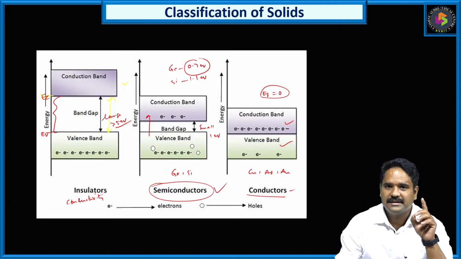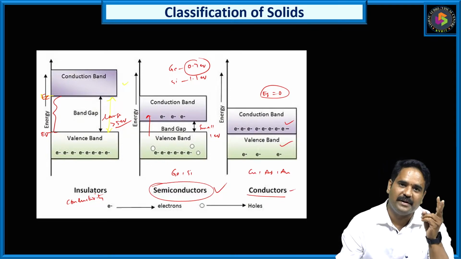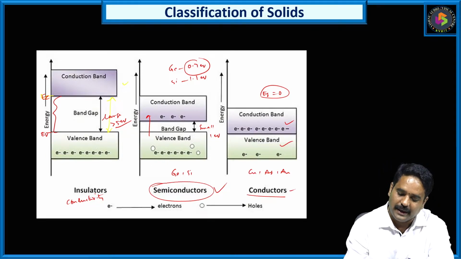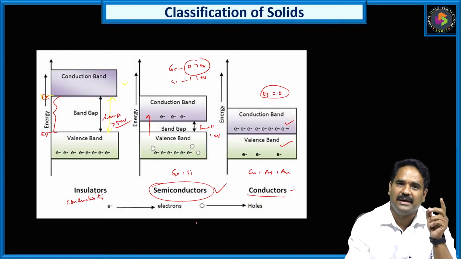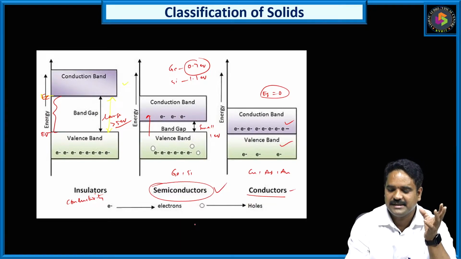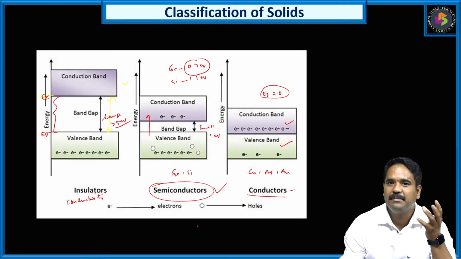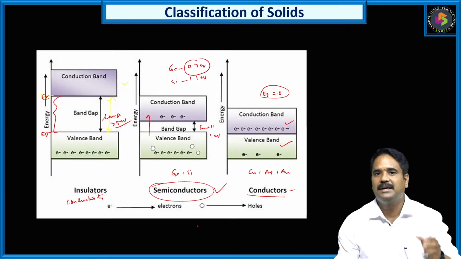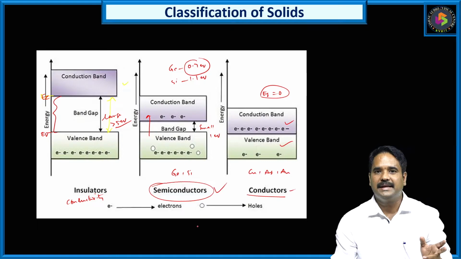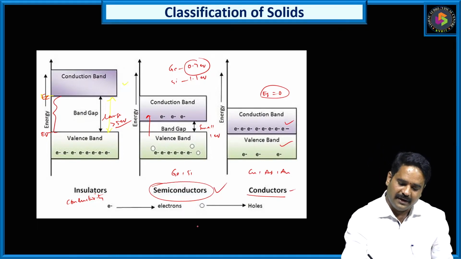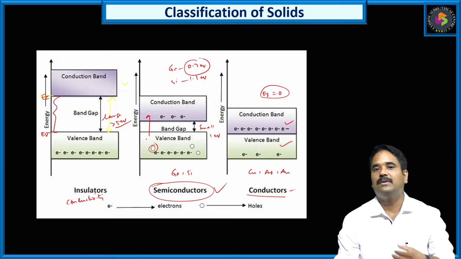But in semiconductors, conductivity can be controlled in two different ways. One is using impurities, the second one is using temperature. As temperature increases, conductivity also increases in semiconductors. And doping. What is doping? Doping is a process of adding impurities. So by increasing the doping also, conductivity can be increased. And the very important is the concept of hole.